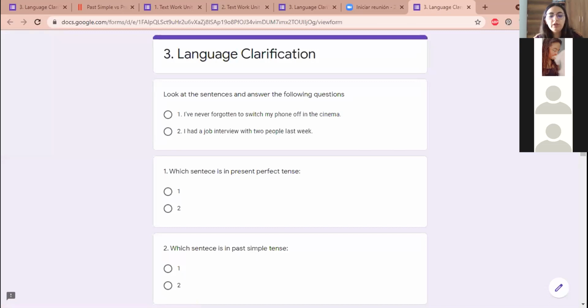So you're going to work in groups in this case, and you will open the link. You have the link on your chat box in Zoom, so you can open it and start developing this exercise. For this exercise, guys, you will have 10 minutes. 10 big minutes to complete this exercise, okay?